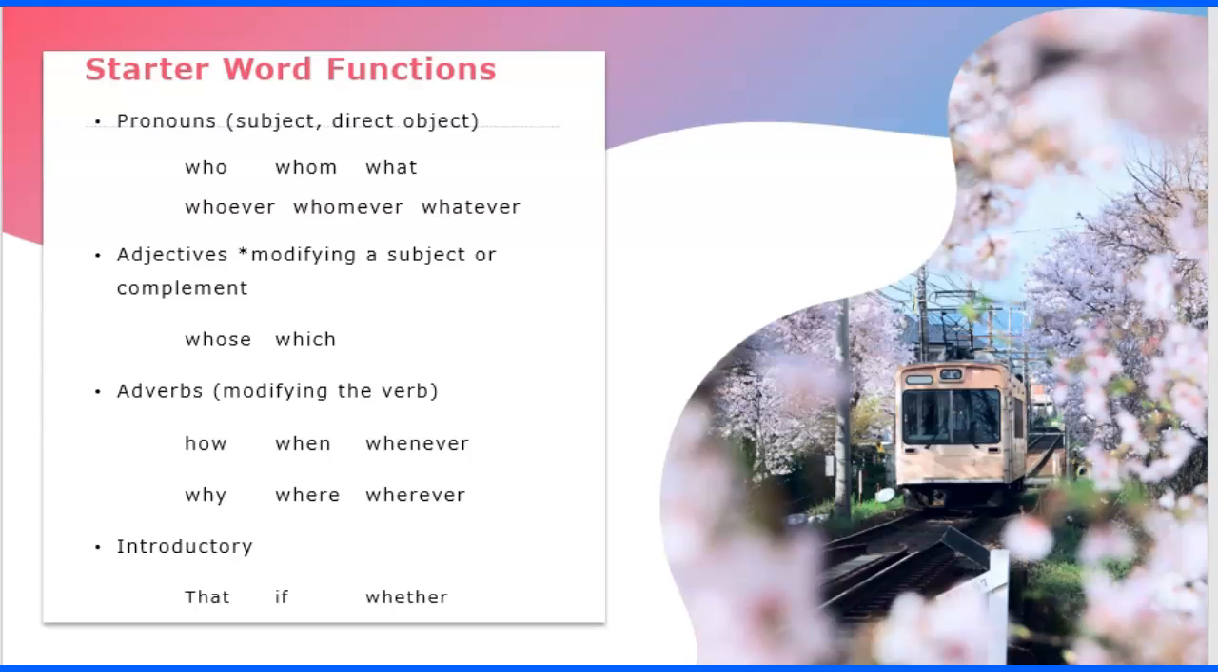If you see the following 6 words, who, whom, what, whoever, whomever, whatever, and these are pronouns, that's why it's got pronoun up here, you're probably going to see this in the subject direct object spot. So if you have these particular pronouns showing up in your clause, most likely you're going to end up subject direct object. Now, whose and which can also be an adjective.